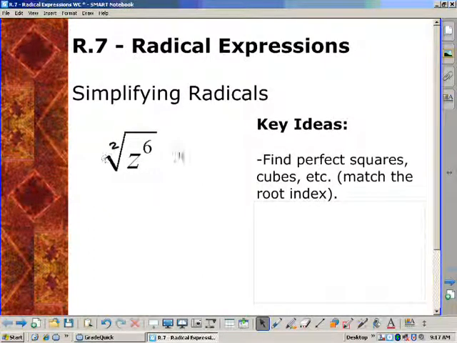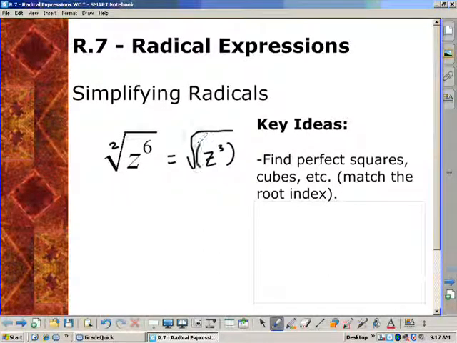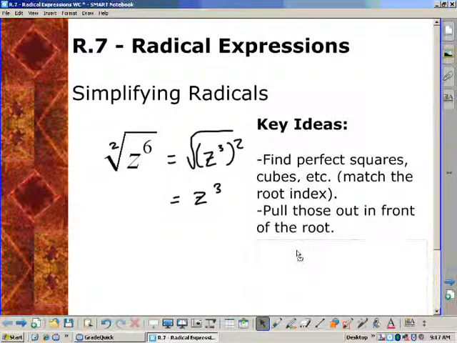So one of the ways that you can do this is that you can say, okay, well, I know that z to the 6th is the same thing as z to the 3rd squared. And so then the square root of z to the 3rd squared is just going to be z to the 3rd. And then that's what you're going to pull out in front.